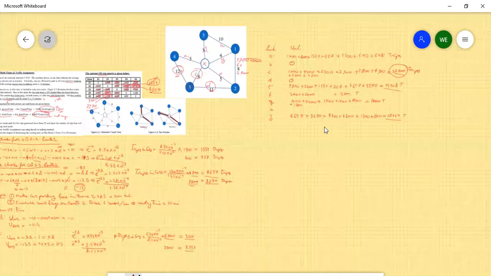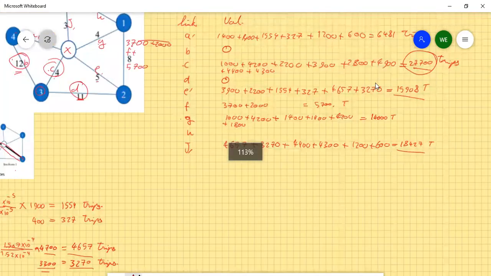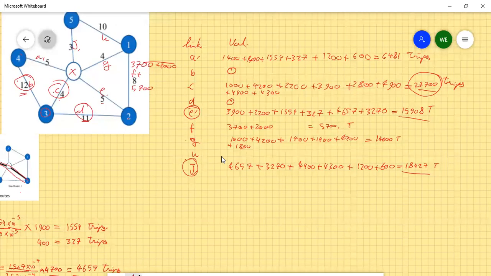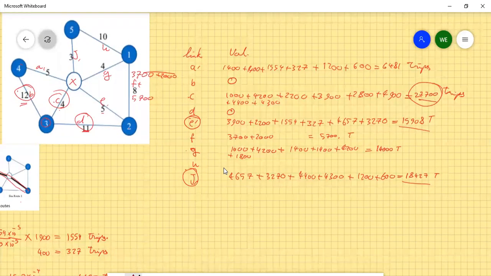So basically here, what are the links that are affected? The links that are affected are going to be this link, E and J and A, I think. I think it's E, J, and A. These are the links that are affected. Let's check and to see the other volumes.